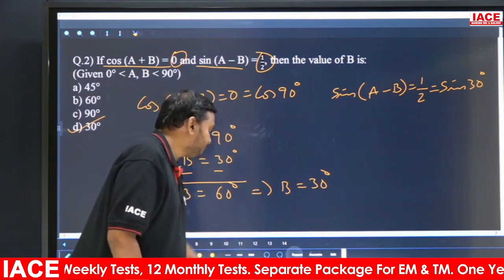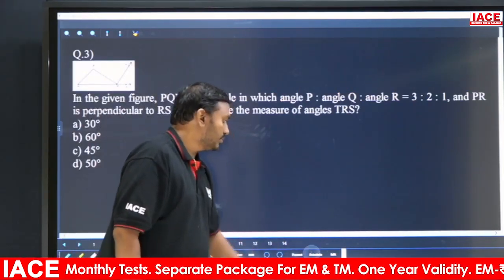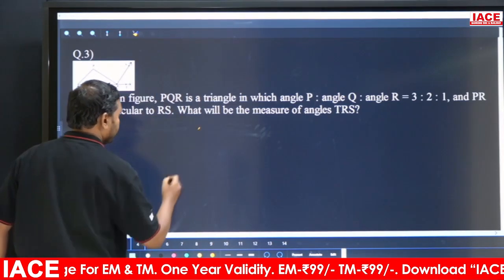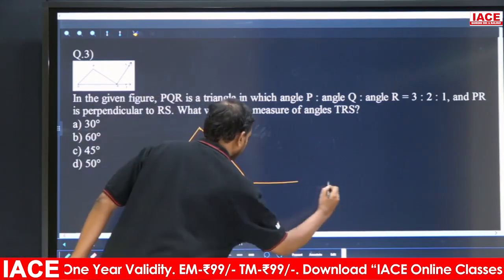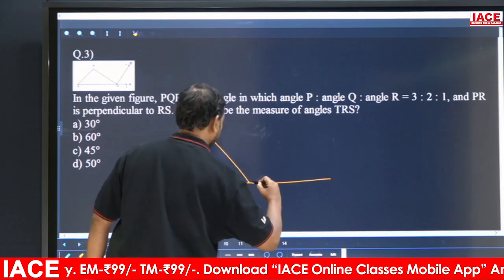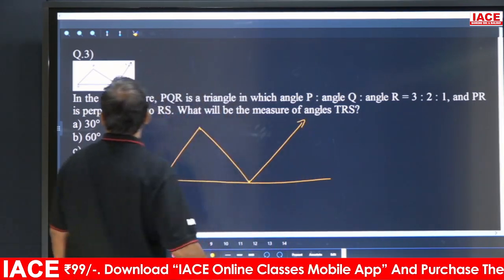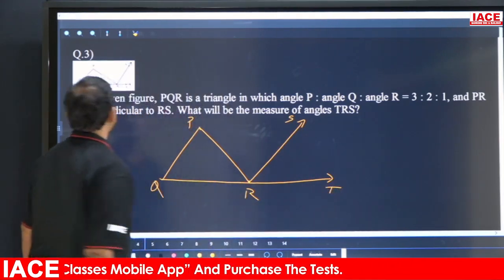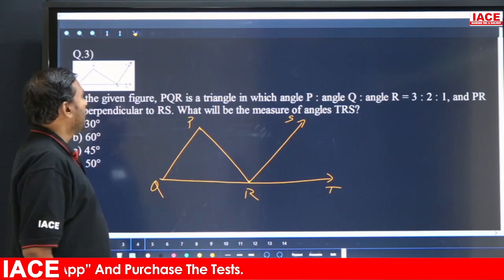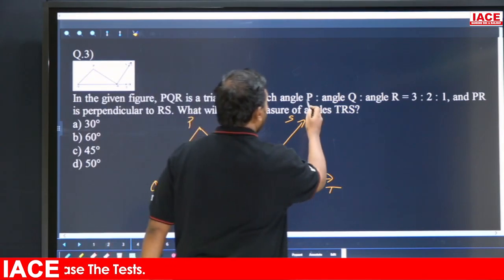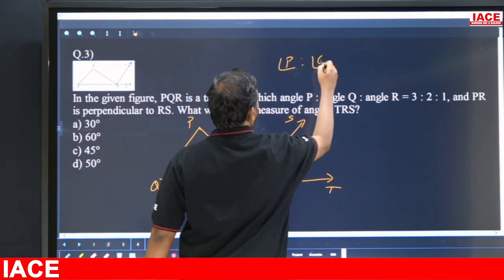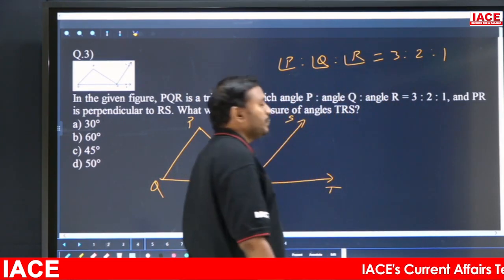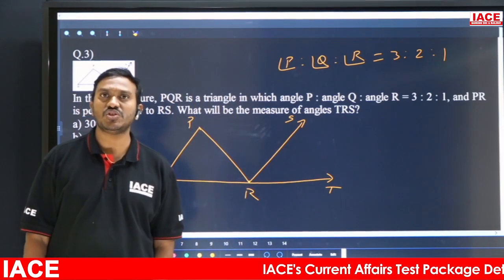Then question number 3. Third question. Now it's a geometry question. See, here I'm drawing the diagram, just see. P, Q, R is a triangle in which angle P, angle Q, angle R are in the ratio of 3 is to 2 is to 1.